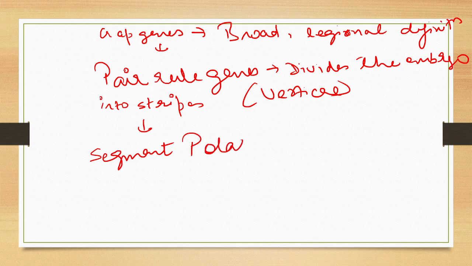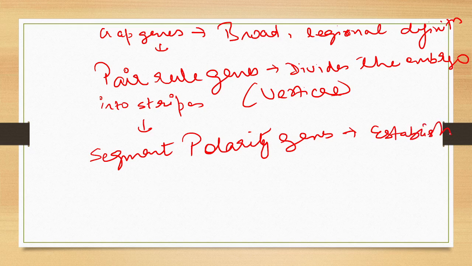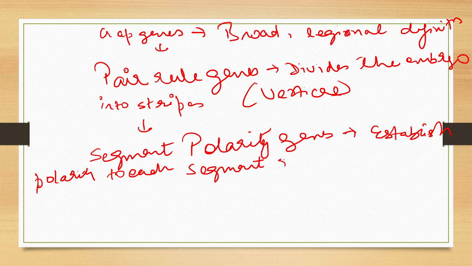These pair rule genes regulate the expression of segment polarity genes. And these genes establish polarity to each segment. That means each segment now gets an anterior and posterior axis kind of polarity. So they establish polarity to each segment and they refine the segment boundaries.